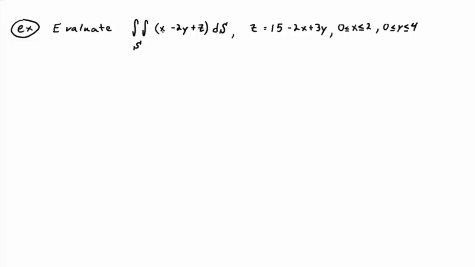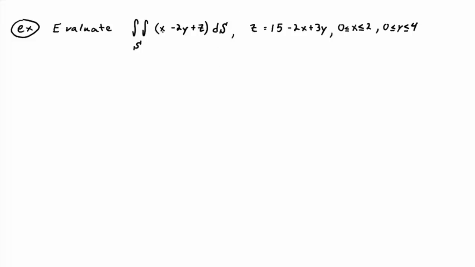Let's look at this example. Evaluate, so how would I read this? This is a double integral over S, a surface integral, of x minus 2y plus z dS, where z is equal to the plane 15 minus 2x plus 3y. And thankfully, you're told what the restrictions on x and y are. There's nothing to figure out here. As far as limits of integration, x runs from 0 to 2, and y runs from 0 to 4.